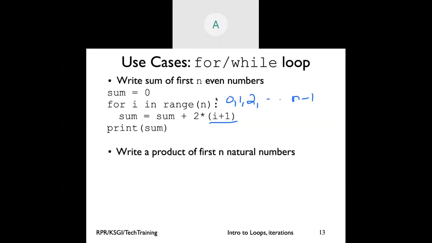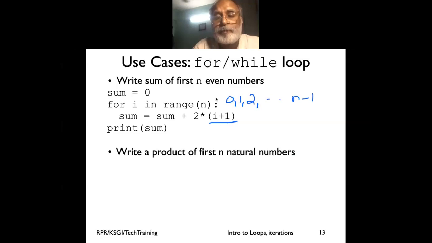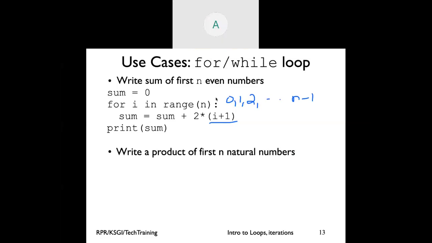Write the product of first n natural numbers. Should I use a for loop or should I use a while loop? Pranav? Is Pranav there?